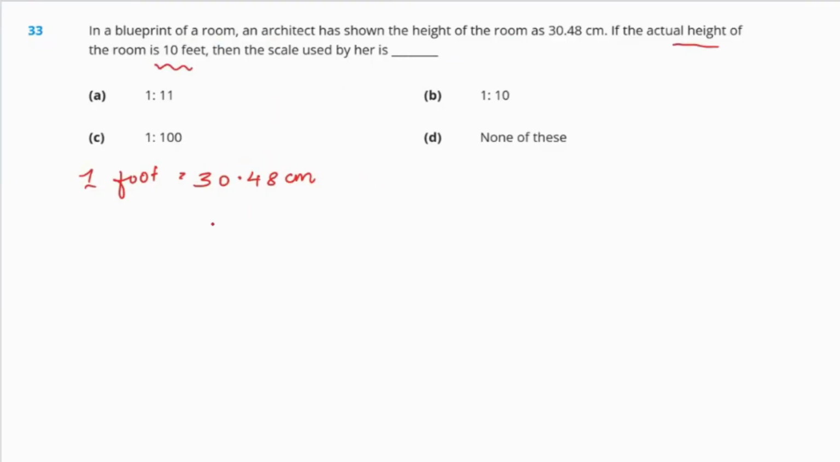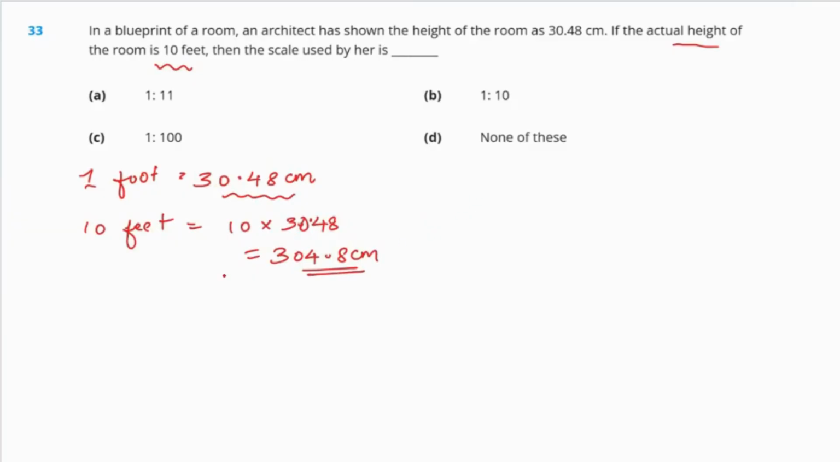So this is the blueprint height. Next, 10 feet is equal to 10 into 30.48, which is equal to 304.8 centimeter. This is the actual height.